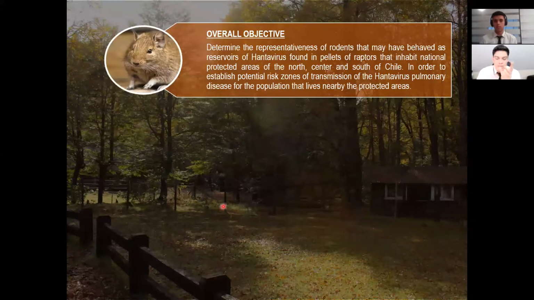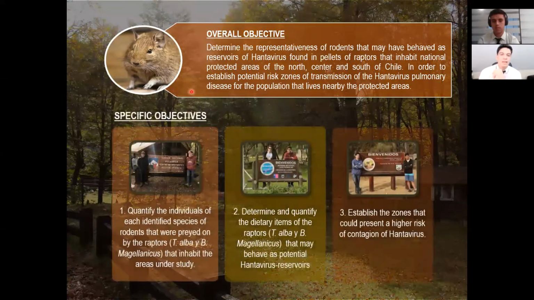To accomplish the research question, we developed the following overall objective: determine the representativeness of rodents that may behave as reservoirs of hantavirus found in the pellets of the raptors that inhabit natural protected areas in the north, center, and south of Chile, in order to establish potential risk zones of transmission of the Hantavirus pulmonary disease for the population that lives nearby the protected areas.